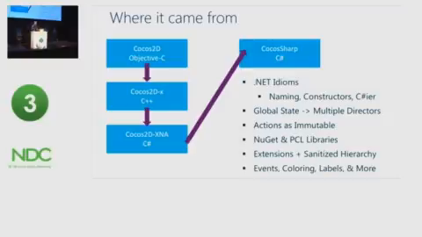We had global state. So before you could only have one window director, and that's what we'll talk about here, but you could actually have multiple screens going on. So if you're in the desktop space, actually having multiple screens. We made actions immutable. We added NuGet and PCLified everything, pickled it, if you will. Added extensions, and we like to call it sanitizing the hierarchy, and I'll go over the hierarchy of a game. But we did lots of other things in a cross-platform way, like events and colors and labels, to just simplify the API.